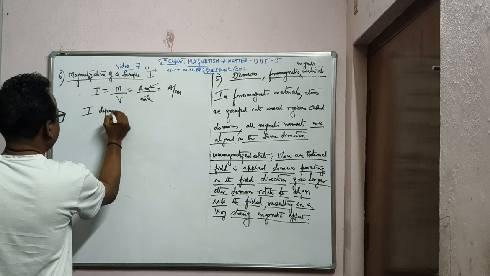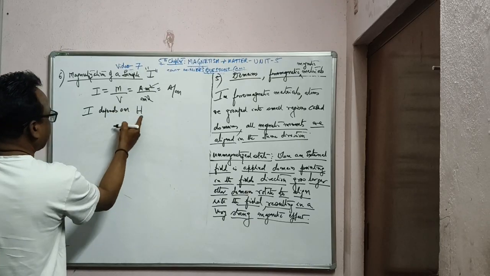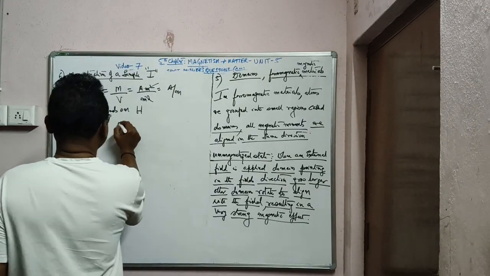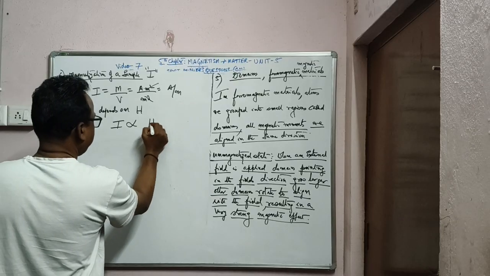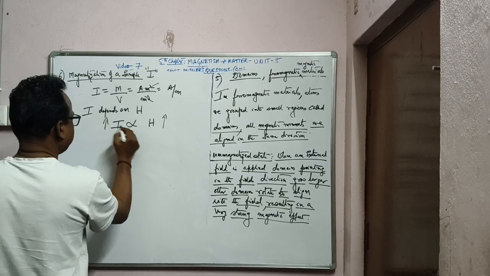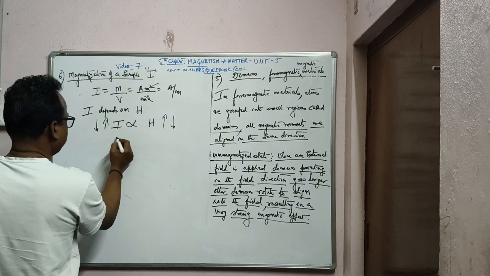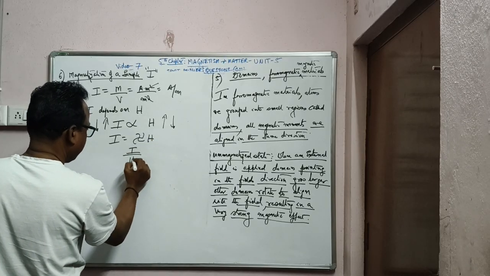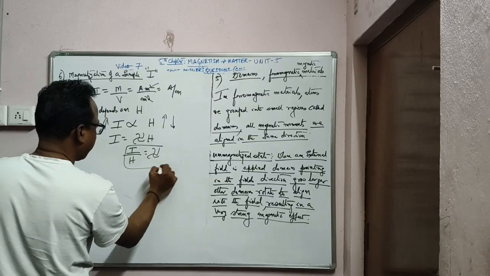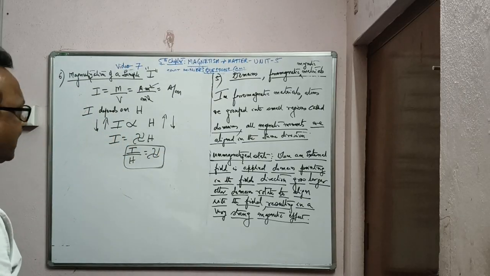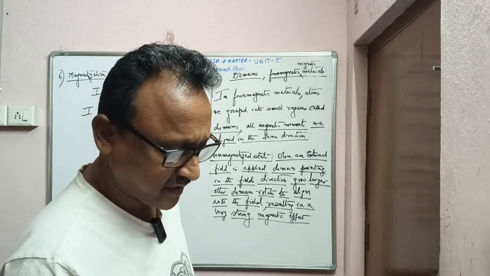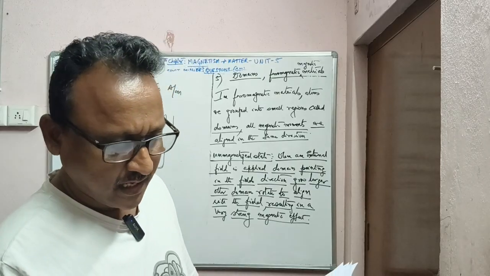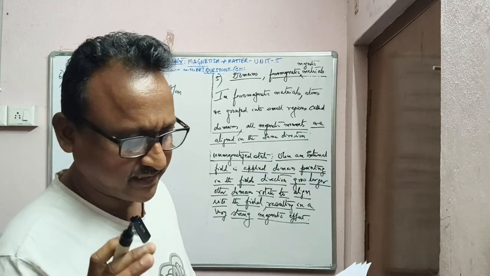And it depends upon, this is an internal one, it depends upon H. I depends on H. This is external and this is internal. And of course, I is proportional to H. If H increases, I increases. If H decreases, I also decreases. Therefore, I is equal to zeta times H, or I by H is equal to zeta. This is called magnetic susceptibility. I by H is equal to zeta. Very, very important.